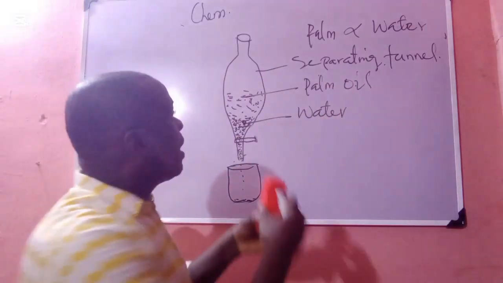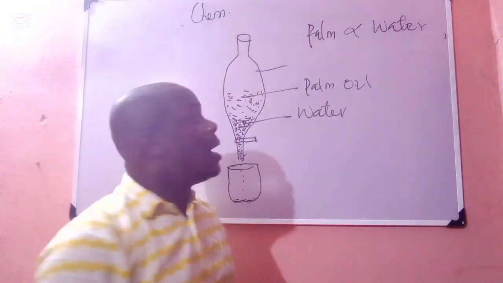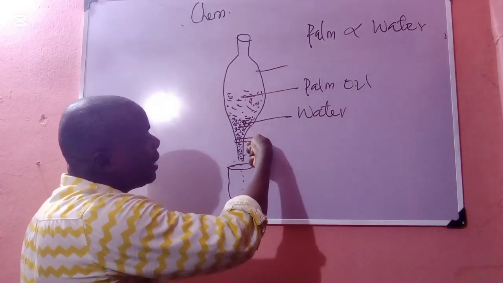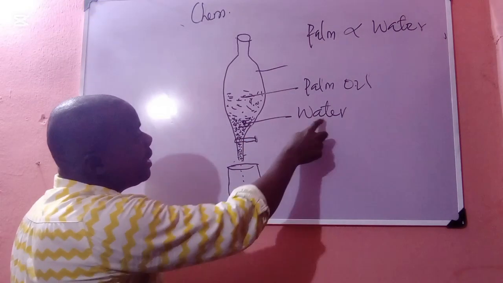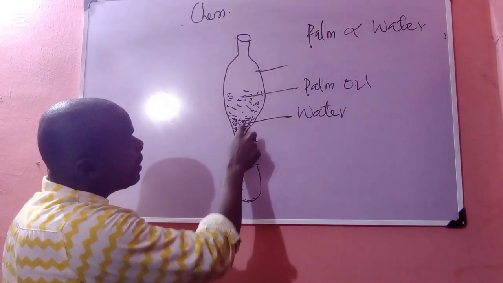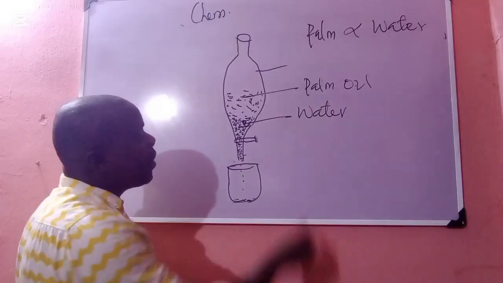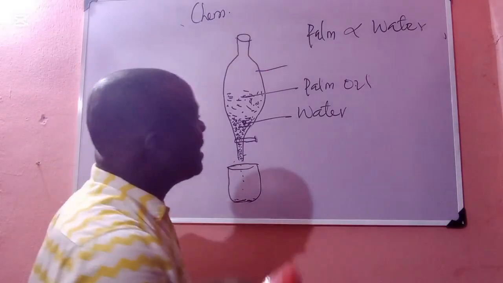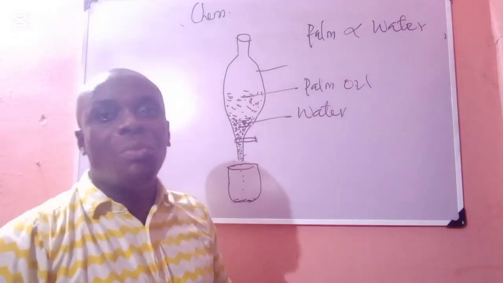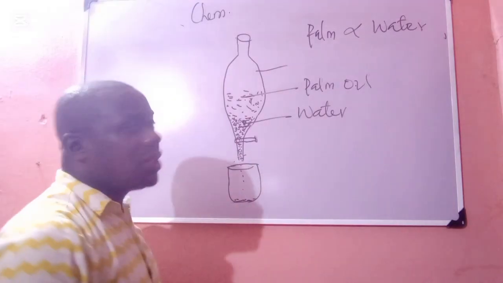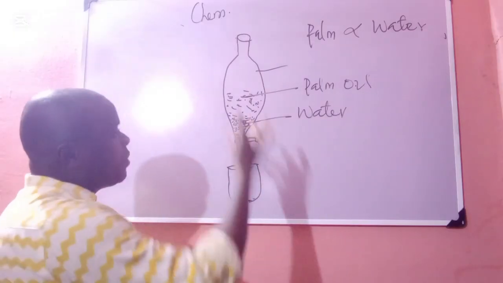Palm oil will settle at the top, and you now open the knob of the separating funnel. Then the water will be coming down till it is finished. Then it will remain palm oil in it. So that is a typical example of two immiscible liquids.